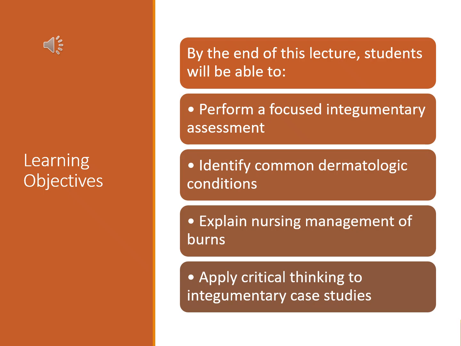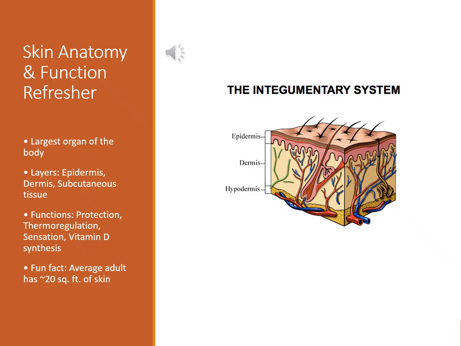These are your learning objectives for this lecture. Okay, so we're going to do a brief overview of the anatomy and physiology of the integumentary system. Most of you got this information in anatomy and physiology, so we understand a basic understanding of what makes up our integumentary or skin system, but I just wanted to talk a little bit about the structure of the skin itself. So the skin is made up of 3 different layers.